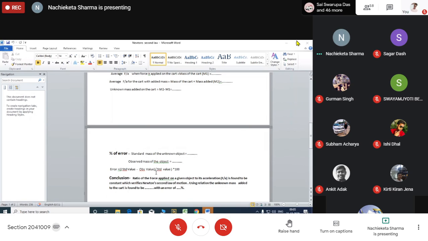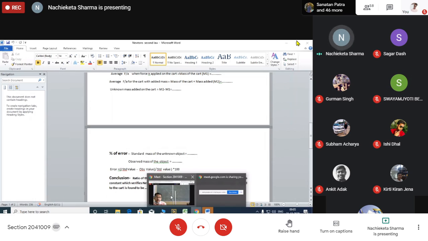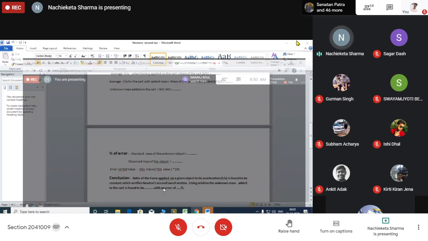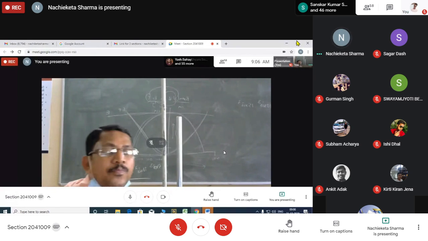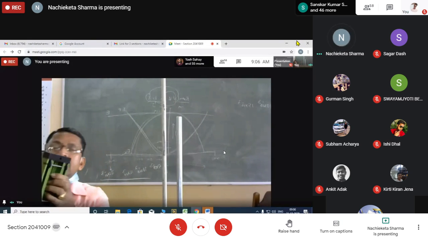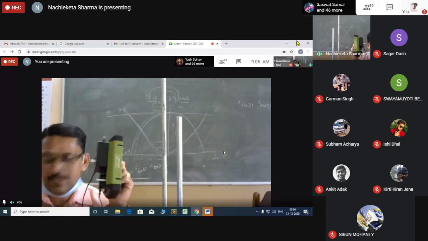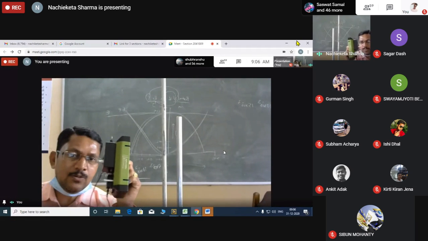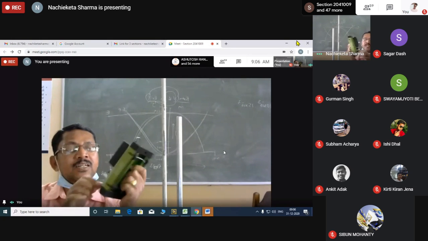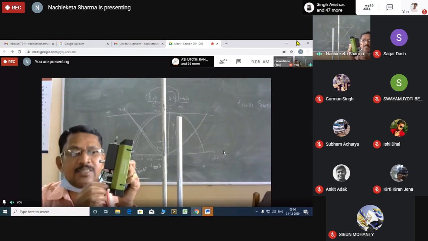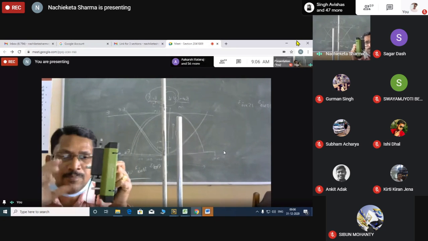Completed? Yes, sir. Okay, then you go to the experimental part. I've already told you this one, this is the card. You don't know the mass of this card. You are going to find out the mass of this card using this force sensor, which measures the force that acted on this card. This is the acceleration that developed after applying force on the card.